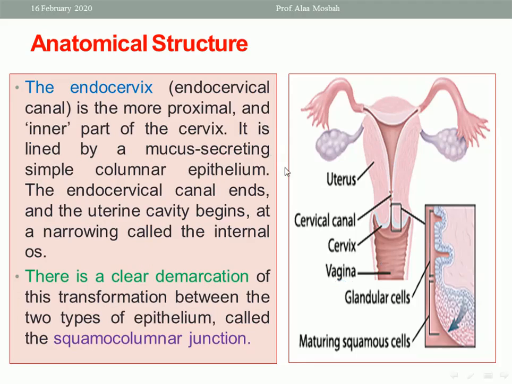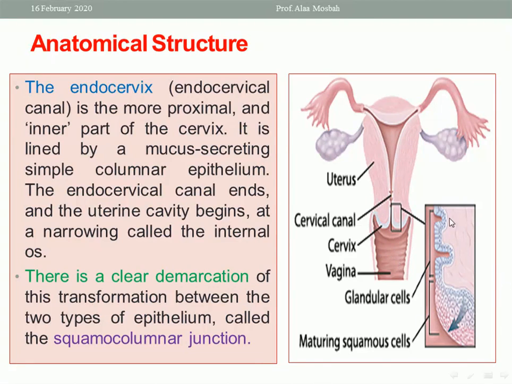What about the endocervix? This is the endocervix, the cervical canal. It is the more proximal and inner part of the cervix. It is lined by mucus-secreting simple columnar epithelium. The endocervical canal ends at the uterine cavity, beginning at a narrowing called the internal os. There is a clear demarcation of the transformation between the two types of epithelium, called the squamocolumnar junction.